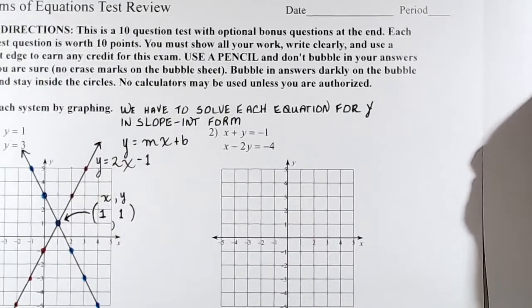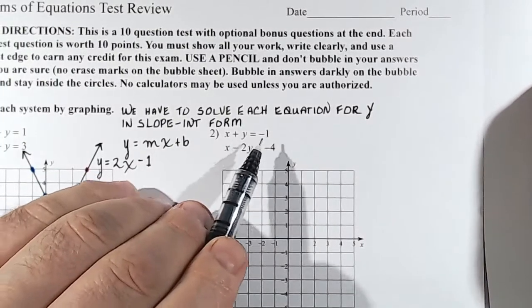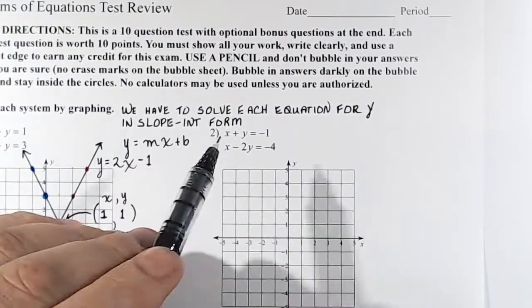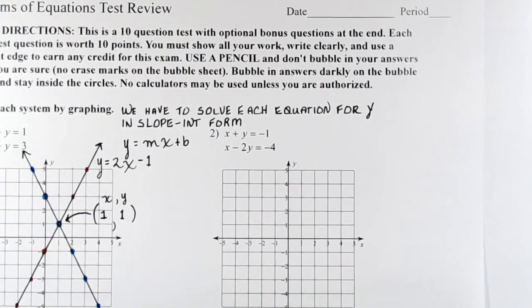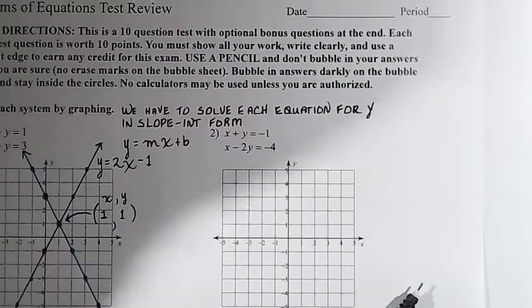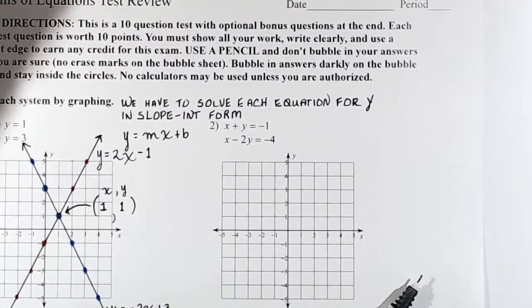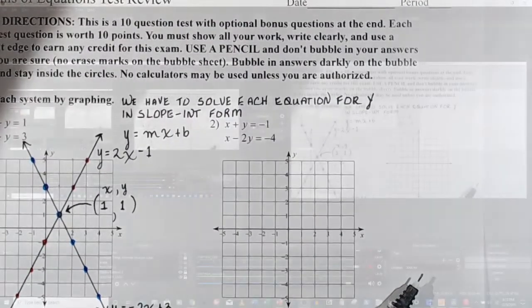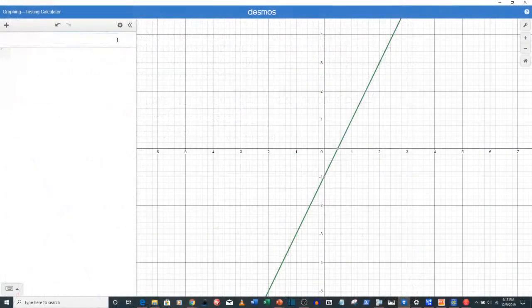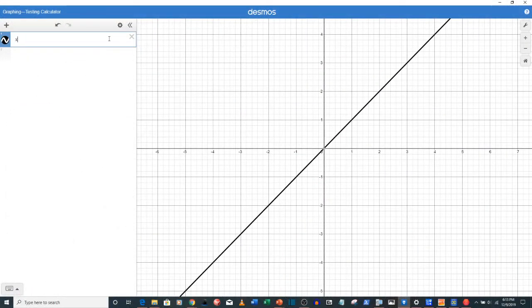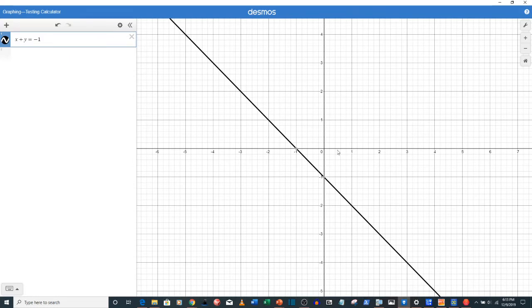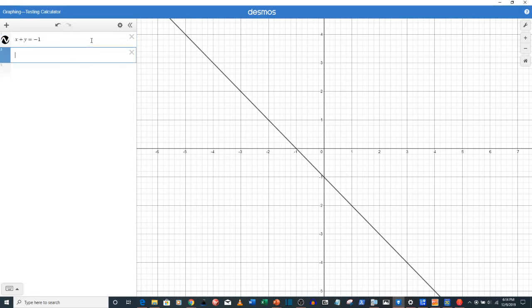This is going to be my side work, but let's take a look at number 2. The system we're given is x plus y equals negative 1, and x minus 2y equals negative 4. Well, let's see. What do those lines look like? Where do they intersect? X plus y equals negative 1. Okay, so I've got a y-intercept there at 0, negative 1. That's pretty cool. Let's see if these lines cross.